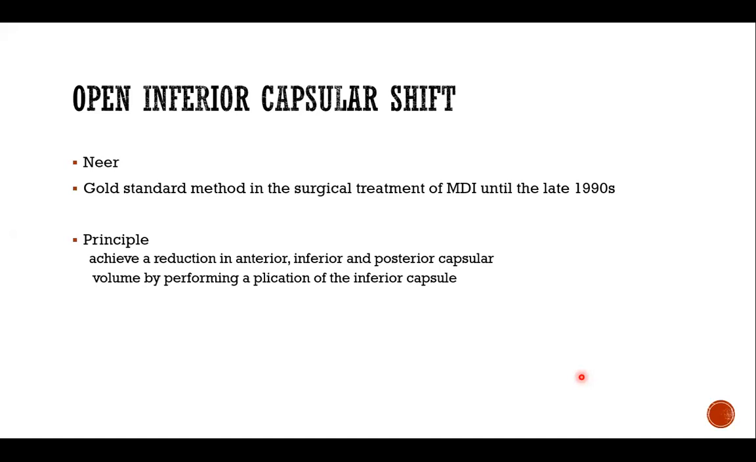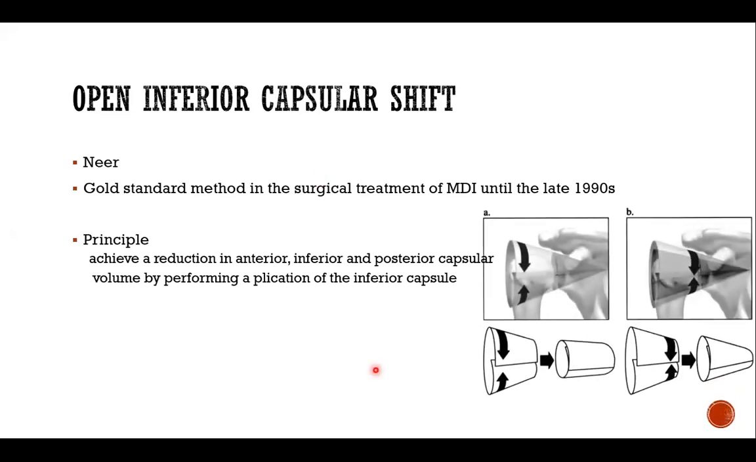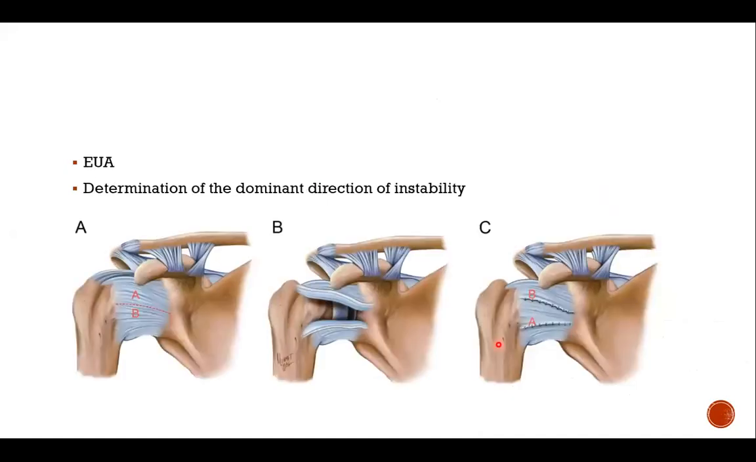Coming to the first procedure, it is the open inferior capsular shift described by Neer. It was the gold standard method until the 1990s, when arthroscopic repair took over. The principle is to achieve a reduction in anterior, inferior and posterior capsular volume by performing plication of the inferior capsule. This is how we reduce the volume of the capsule.